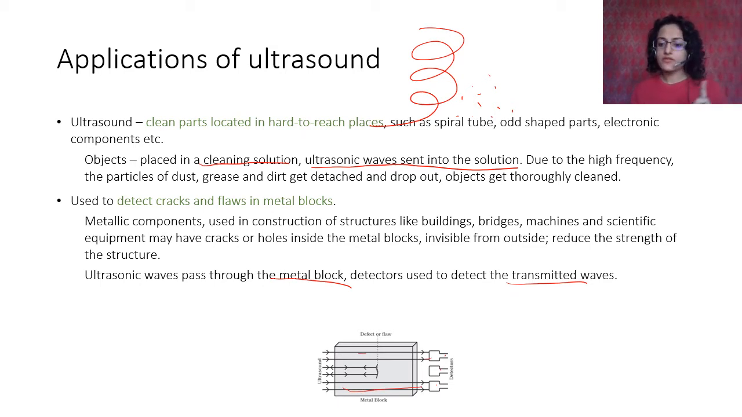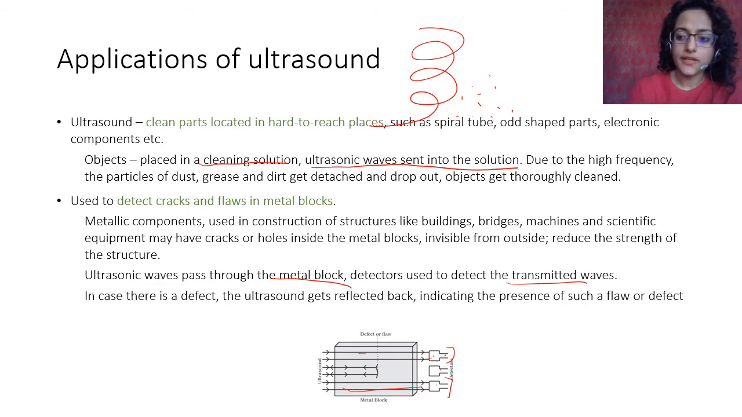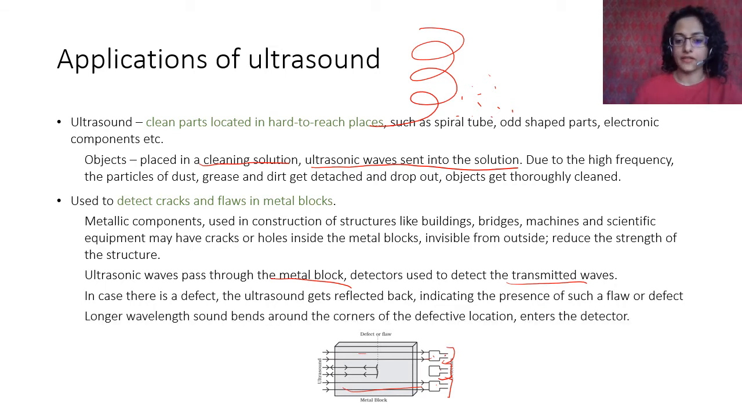Now you know that sound waves move very fast in metal. What happens is when these ultrasonic waves pass, they are detected by these. If there is no obstruction, if there is no flaw in those metal blocks, then they are perceived by these detectors without any problem. But if there is a flaw, then they get reflected, right? They get reflected back, and then this detector does not detect any kind of signal, therefore they know that there is a flaw or defect there.